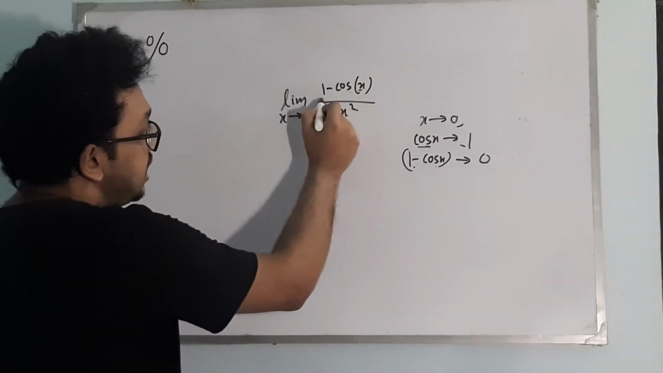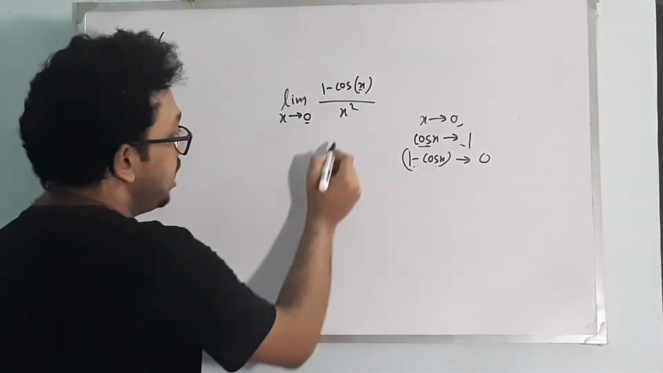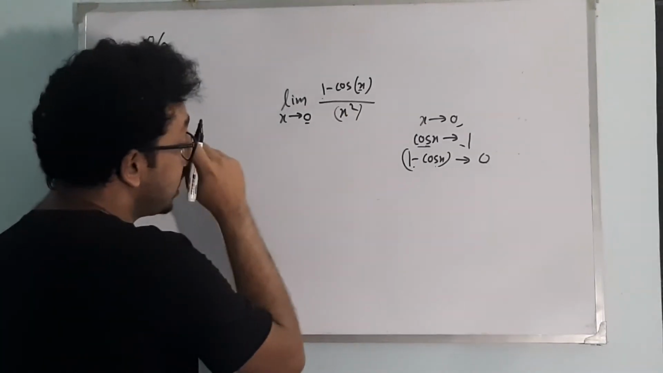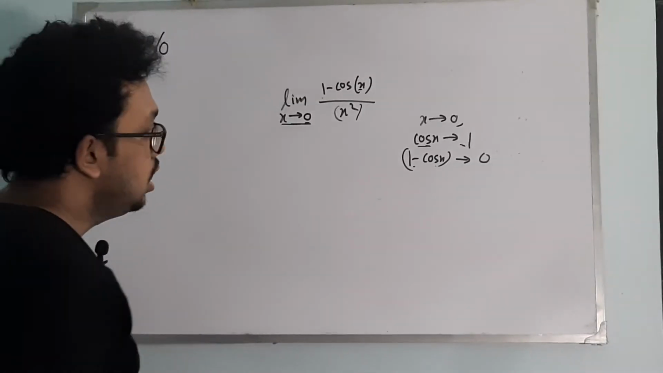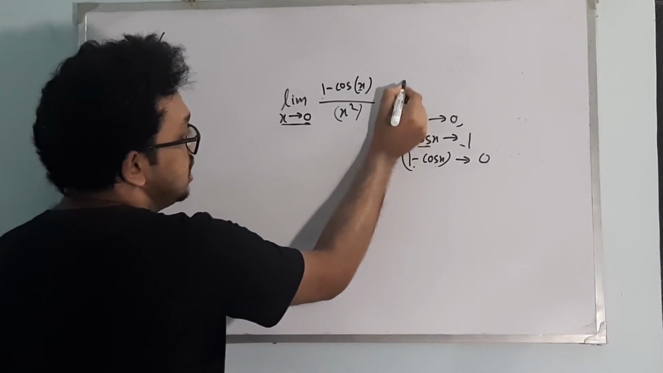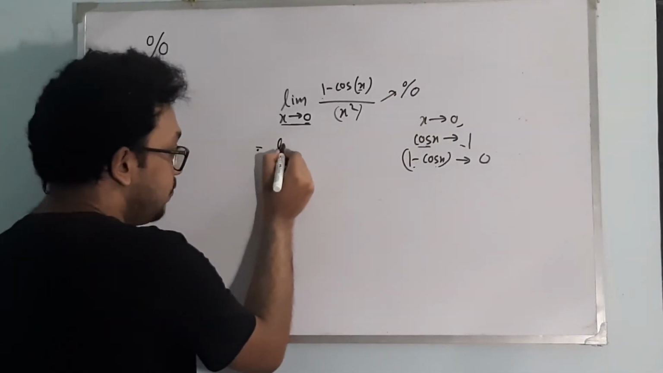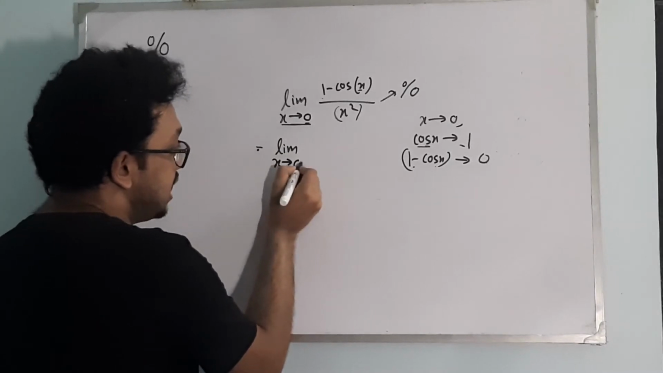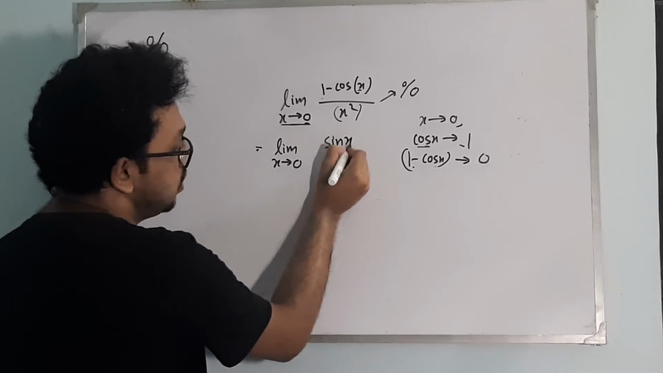So you observe that the numerator 1 minus cos x is tending to 0. And now look at the denominator. If x tends to 0, then x square will also tend to 0. So clearly we have a 0 by 0 form. So what will we do? We will first differentiate the numerator with respect to x. Differentiating the numerator with respect to x, we will have sin x.